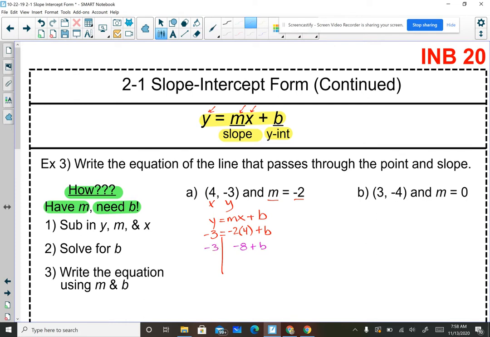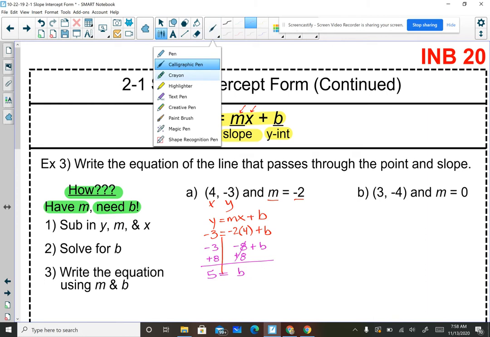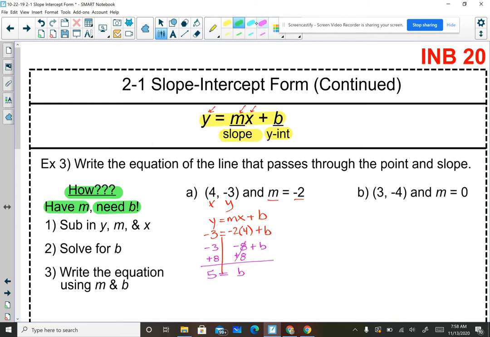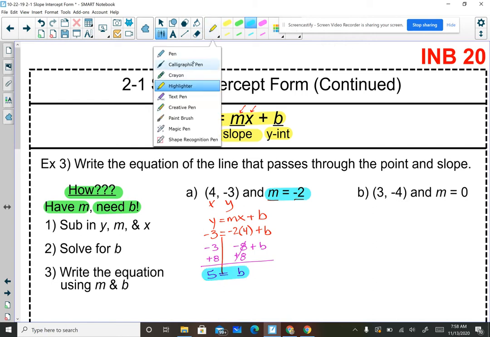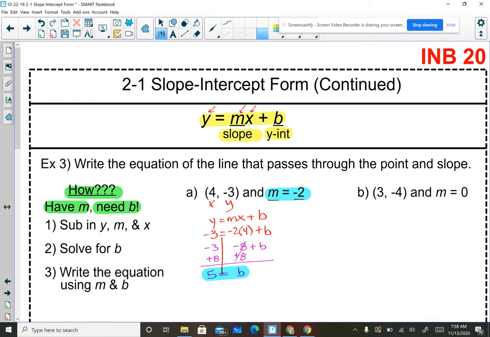And then it's a one-step equation, guys. In order for me to solve for b, I add 8 to both sides of the equation. So b, because that will cancel out, so b equals 8 plus -3, or -3 plus 8, is 5. So I now know my b is 5. So the two things we need, I'm going to highlight this for us. We have our m, now we have our b, now we can write our equation. Once you have those two things, you can write your equation.